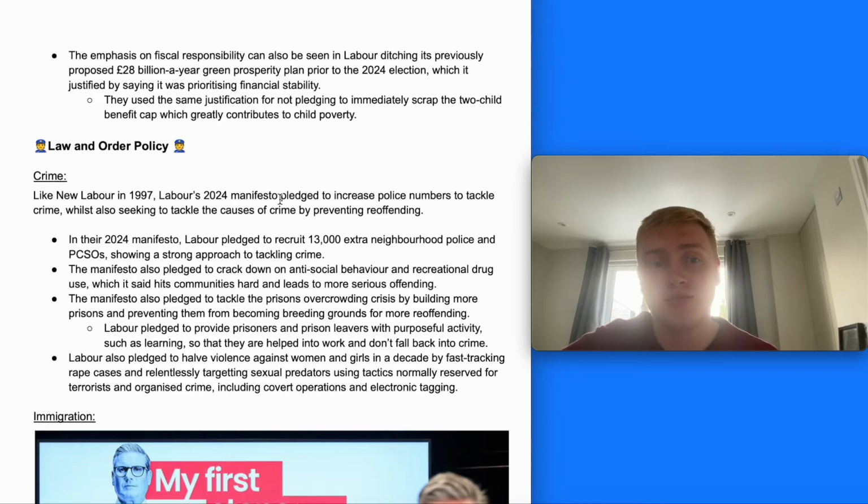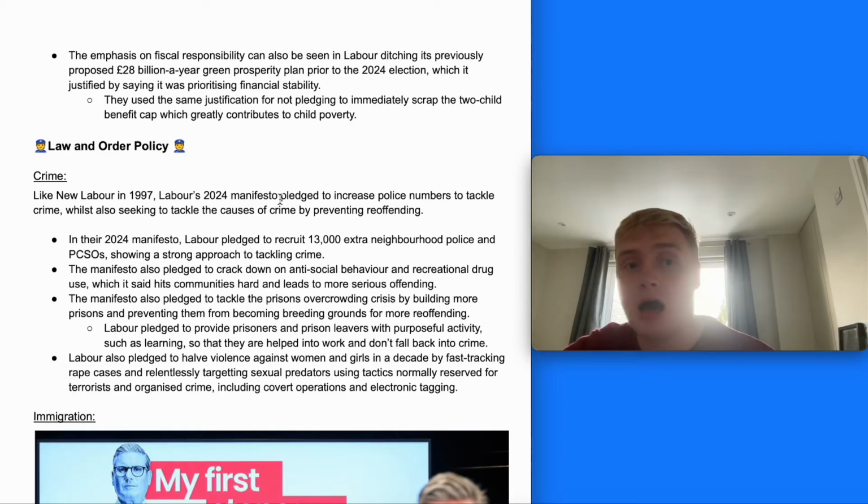So they ditched its previously proposed £28 billion a year Green Prosperity Plan prior to the 2024 election, and justified it by saying they were prioritising financial stability. They used the same justification for not pledging to immediately scrap the two-child benefit cap, which greatly contributes to child poverty.